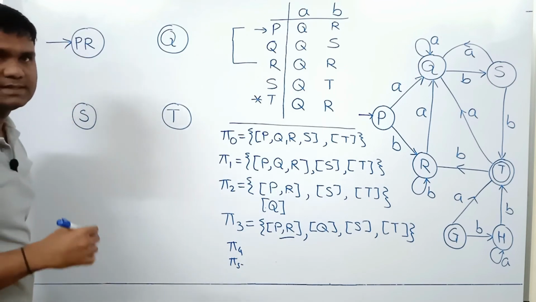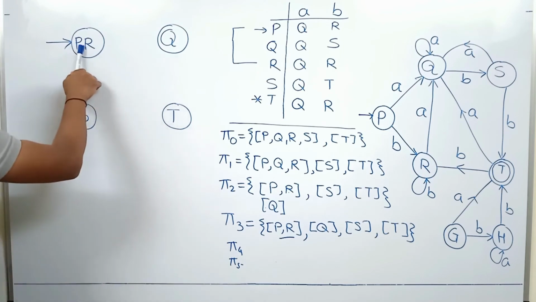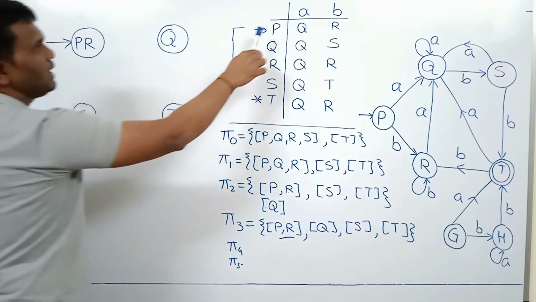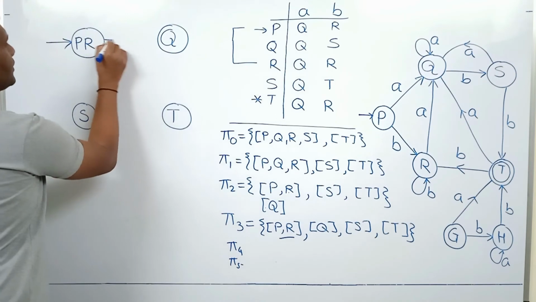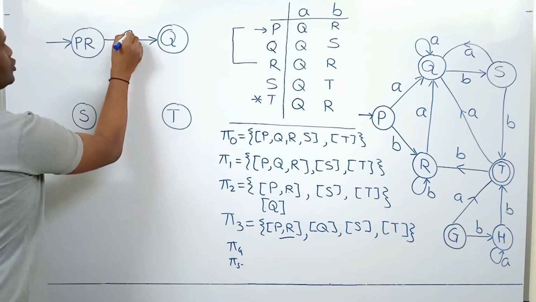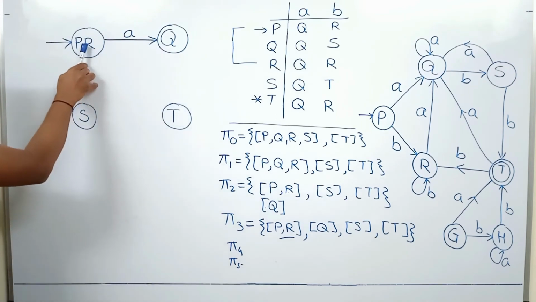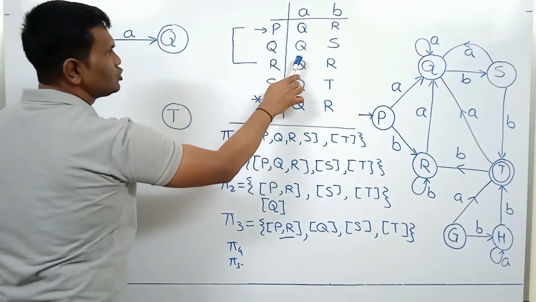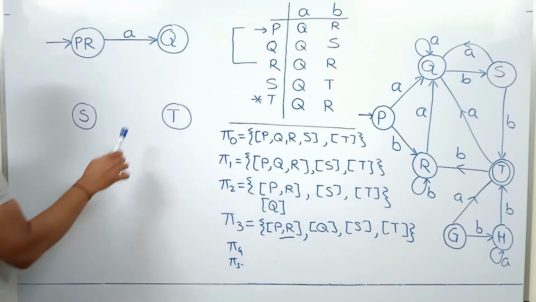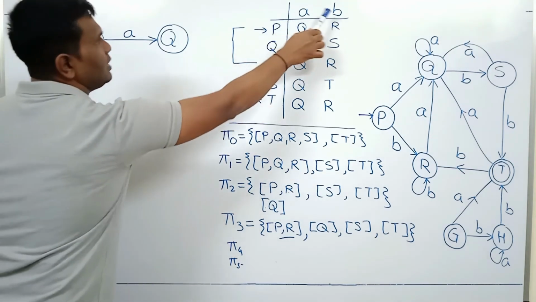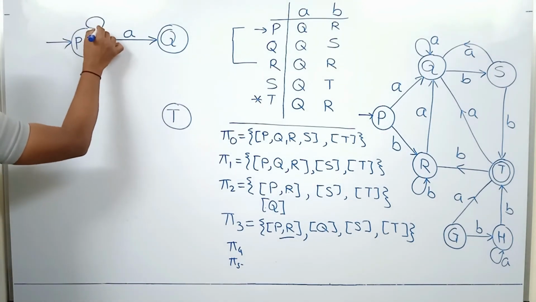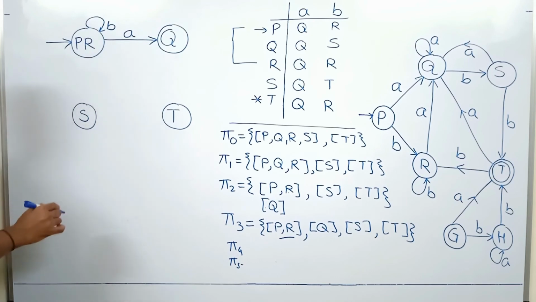Now let's calculate the transitions. PR on A: take any state P or R and check the transitions. P on A goes to Q, so PR on A goes to Q. Even if you consider R, these states are equivalent, so you will get the same transition. R on A goes to Q. P on B goes to R, and R is here, so PR on B goes to PR itself.